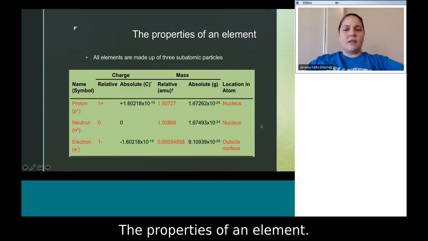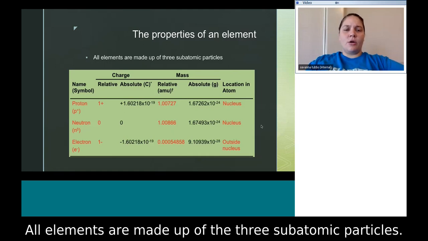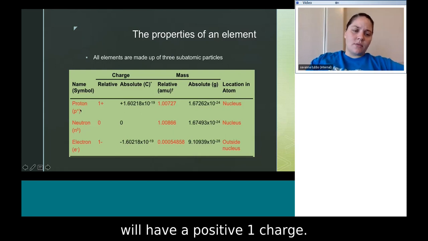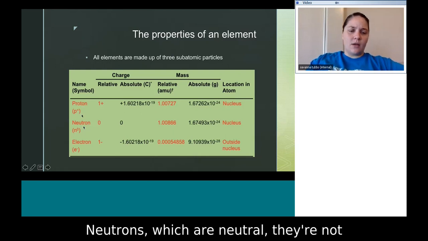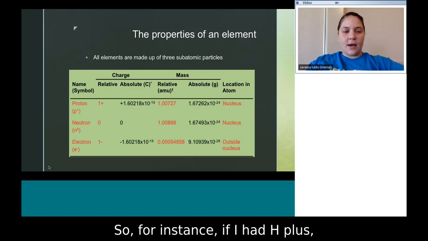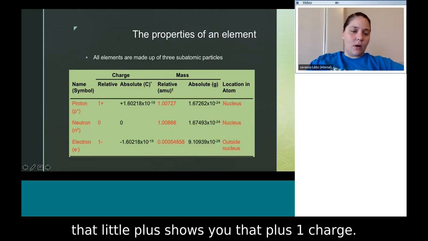The properties of an element. All elements are made up of the three subatomic particles, and they're going to be protons, which have a +1 charge, neutrons, which are neutral, they're not going to have a charge at all, and electrons, which are going to have a -1 charge. So, for instance, if I had H+, that little plus shows you that +1 charge.